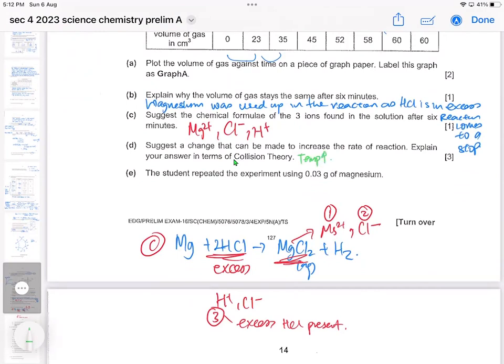You need to say temperature increase, kinetic energy rises, the particles move faster. As a result of the particles moving faster, the frequency of collision increases. And then we talk about the frequency of effective collision increasing, and then the rate of reaction will increase. Okay, that's for our D.